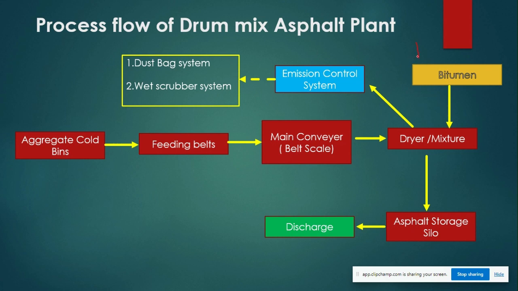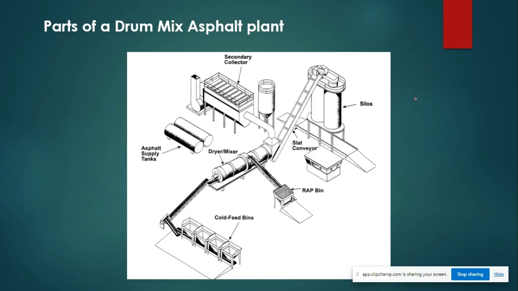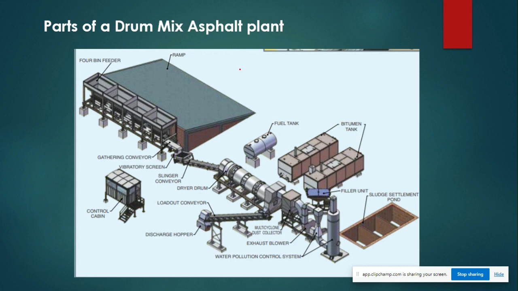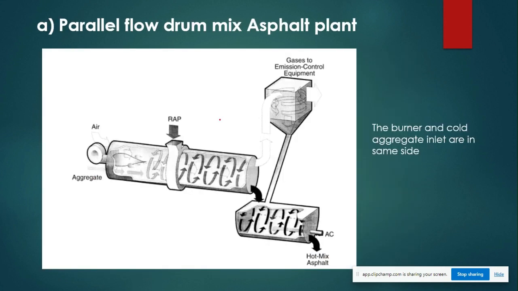Bitumen is also introduced to the dryer and mixer in the one compartment. You can see in this picture cold bins feed to the dryer, and it goes to the dryer mixer and then to the asphalt silo. A dust bag system is also there in this type of plant. It's another picture of a drum mix asphalt plant.